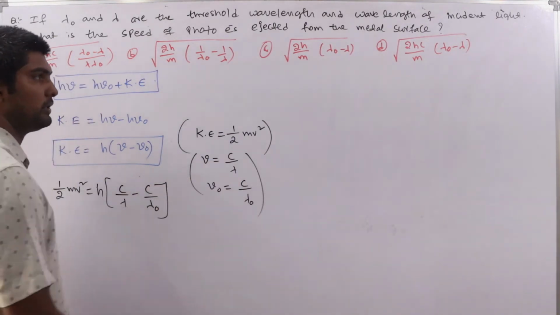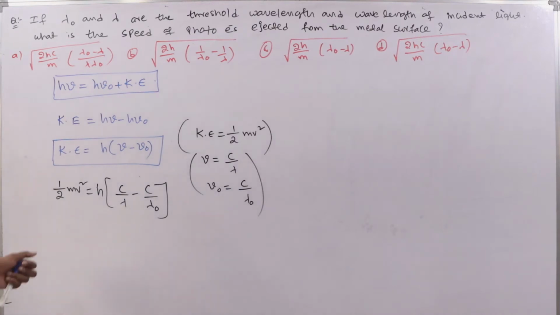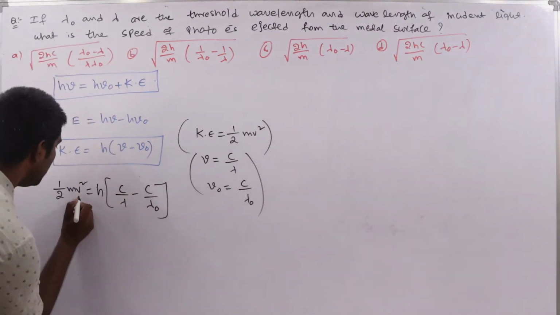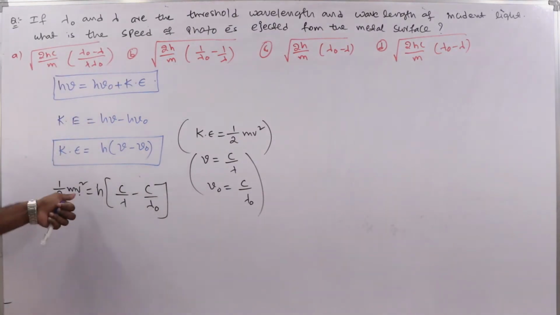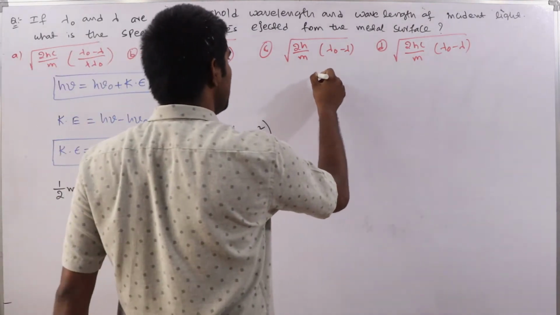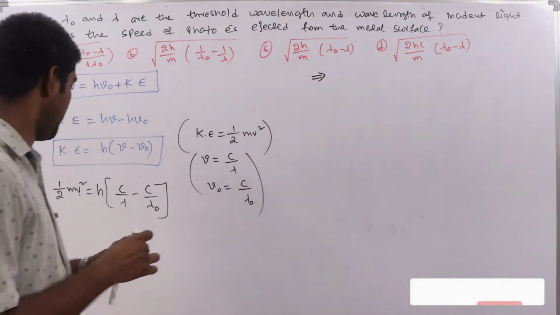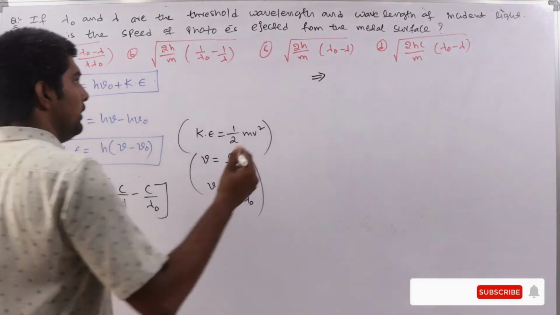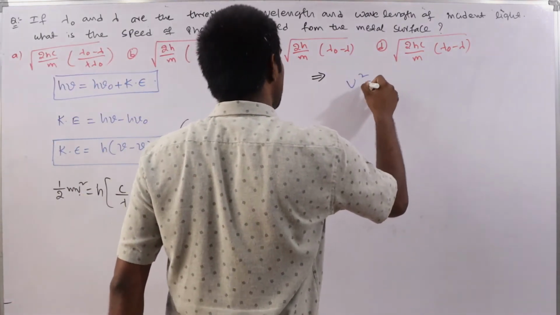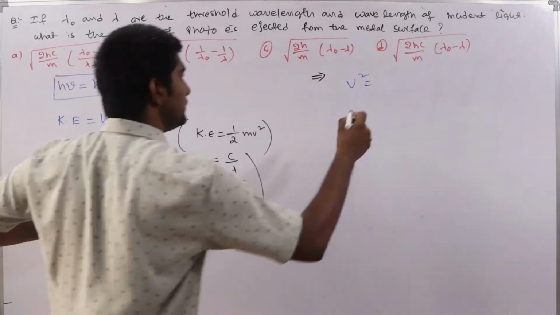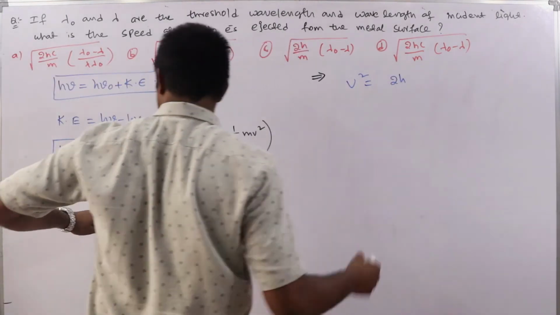See, c is the velocity of light, which is a constant. So here we have to calculate this velocity. Now they ask you to calculate the velocity. If you rearrange this, from this one we get v square is equal to, if this 2 comes this side, that becomes 2h.